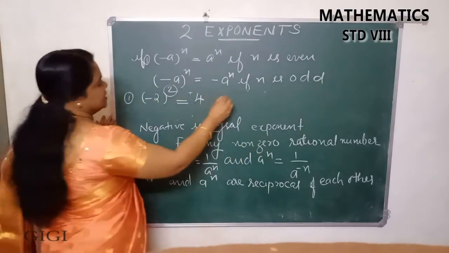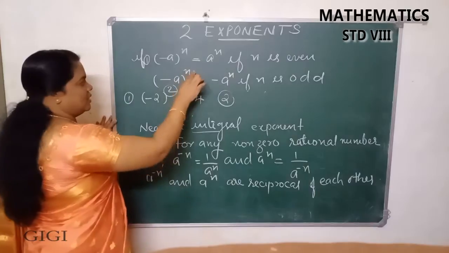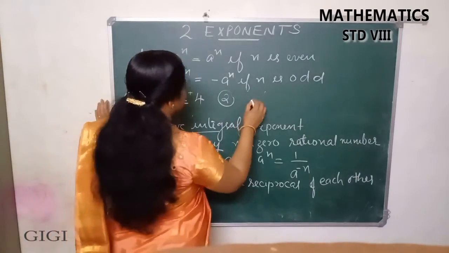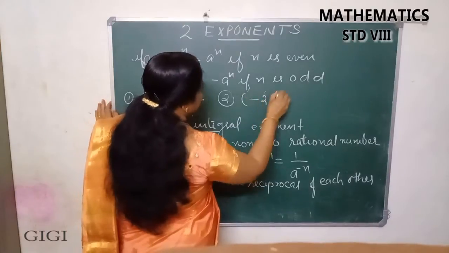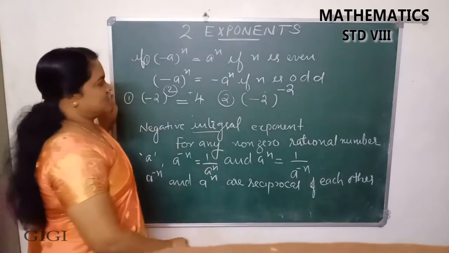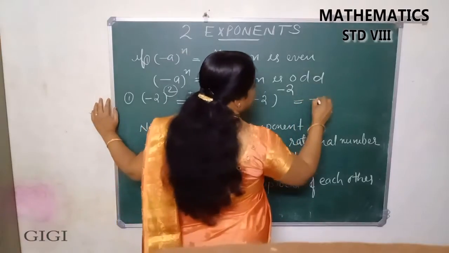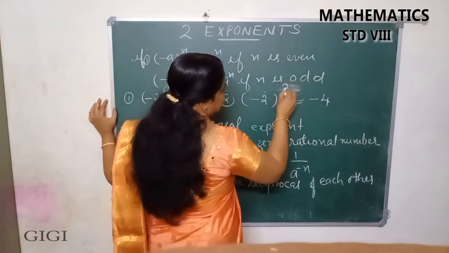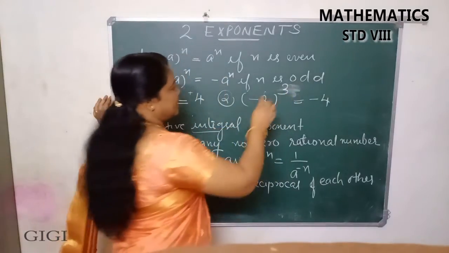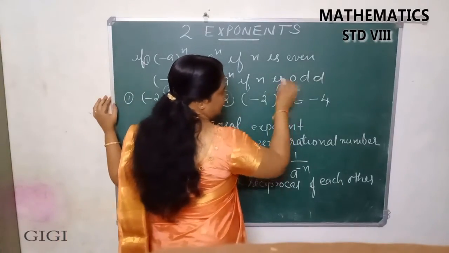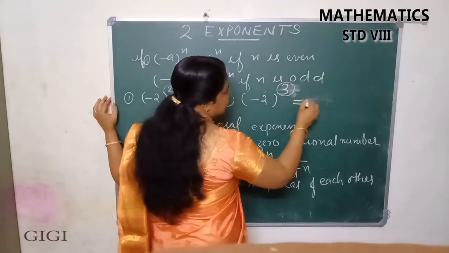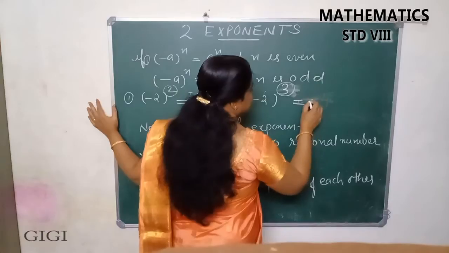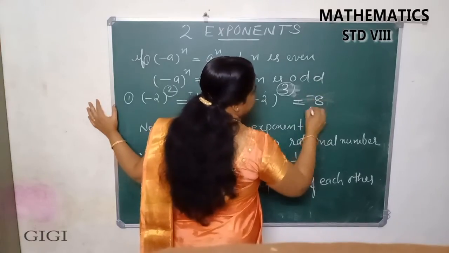For the second one, what is it? That is, minus a the whole raised to n is equal to minus a raised to n, if n is odd. For example, minus 2 the whole raised to 3. Here 3 is an odd number, so we get the answer as a minus value. That is, 2 raised to 3 is equal to 4 into 2, 8. That is minus 8. This is the answer.